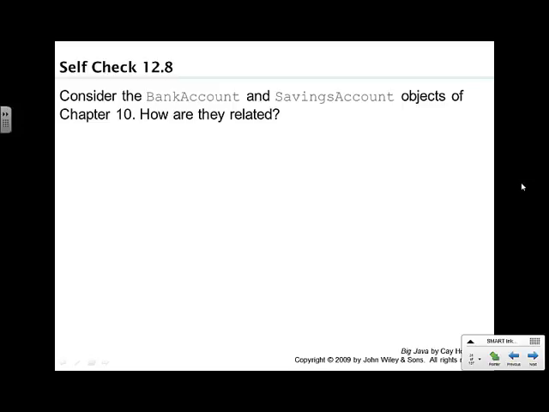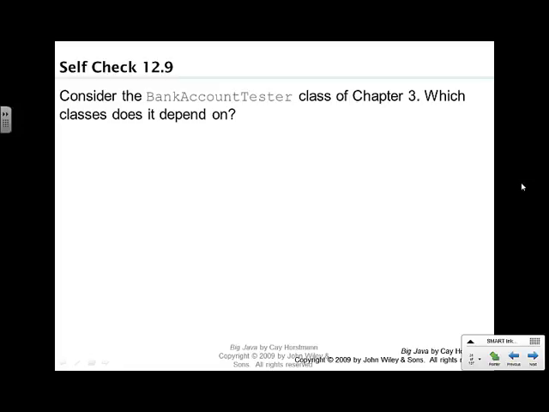Consider the BankAccount and SavingsAccount objects of Chapter 10. How are they related? Well, SavingsAccount extended BankAccount. Okay, so that was an inheritance relationship. Consider the BankAccountTester class of Chapter 3. Which classes does it depend on? Well, it depends on which bank account or which classes you put into it, but for us, we just made a basic BankAccount. And then we use System.out to print, and we use the PrintStream. So those would be the classes that the BankAccountTester uses.